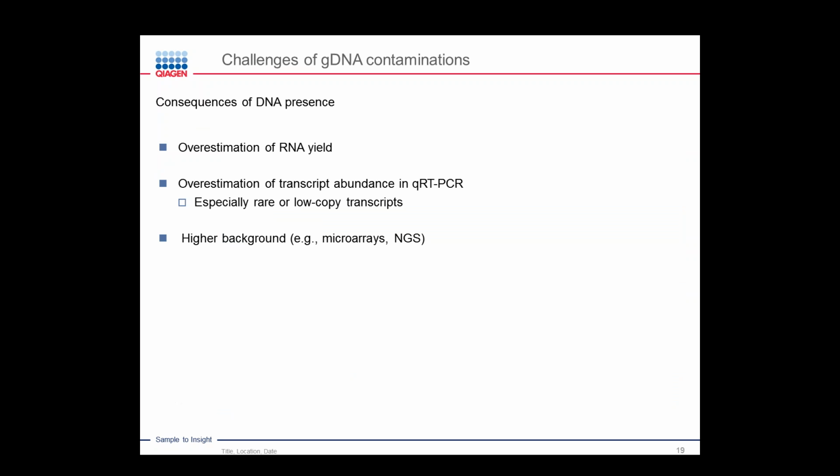Here I have listed consequences of genomic DNA presence that could arise. Presence of genomic DNA in your purified RNA fraction can lead to overestimation of RNA yield, overestimation of transcript abundance in RT-PCR, especially if you look for rare or low abundant or low copy transcripts. And it can lead to higher background, for instance, in microarray or NGS experiments. Therefore, it's very important to get rid of gDNA contamination from your sample. And in the next slide, I will describe some approaches how you can achieve this.